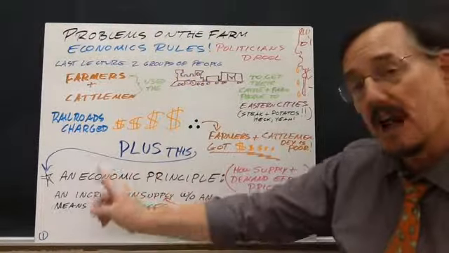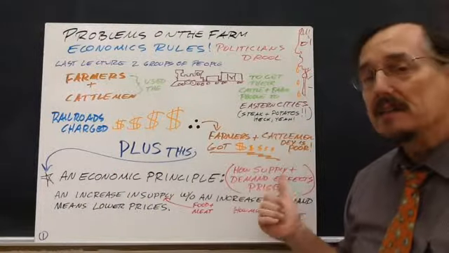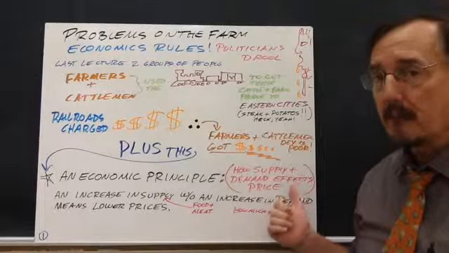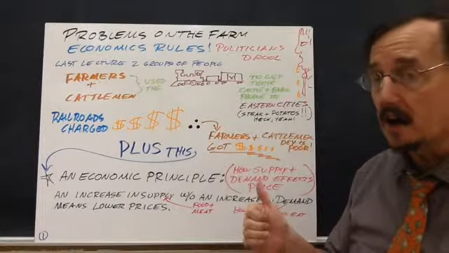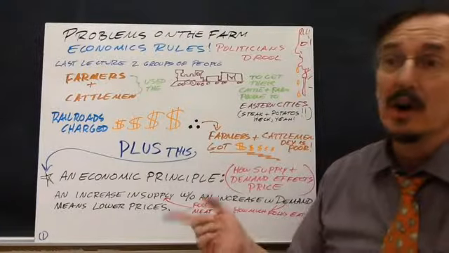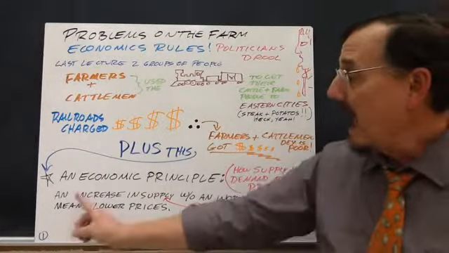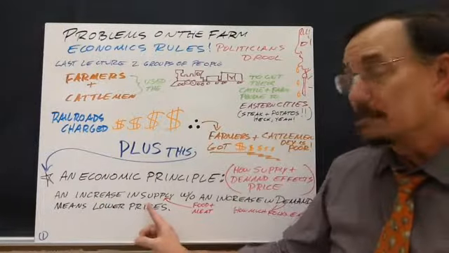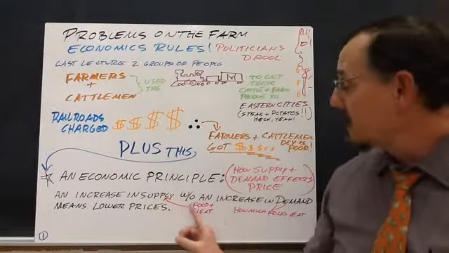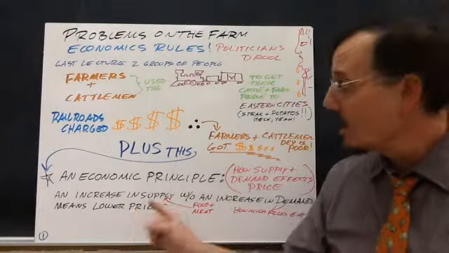Here is an economic principle. This is how supply and demand affect price. Now, you got to learn about econ in high school, so you might as well learn a little bit about it now, so when you get to high school, you won't look like a complete idiot. Okay, here's an economic principle. An increase in supply without an increase in demand means lower prices.